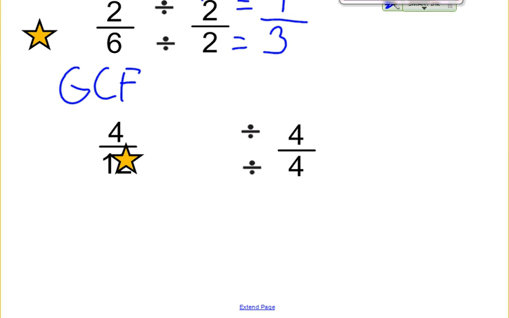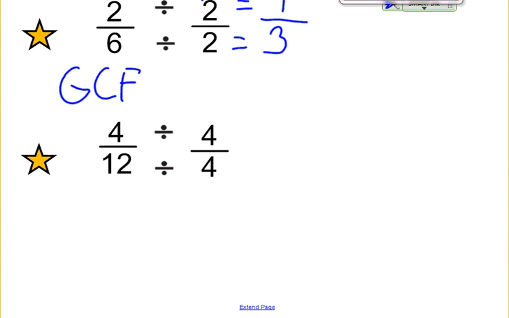So if you look at 4 and 12, the greatest common factor between 4 and 12 is the number 4. And so 4 divided by 4 gives us 1, and 12 divided by 4 gives us 3. By using the greatest common factor, you get to the lowest terms the fastest.